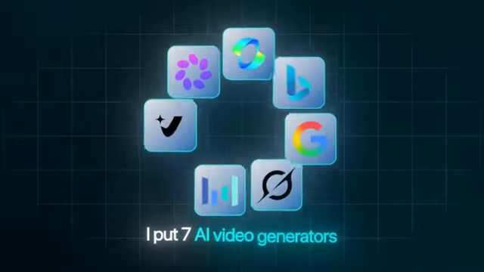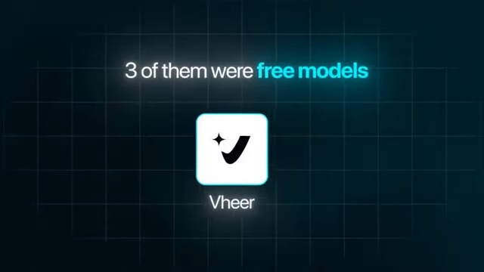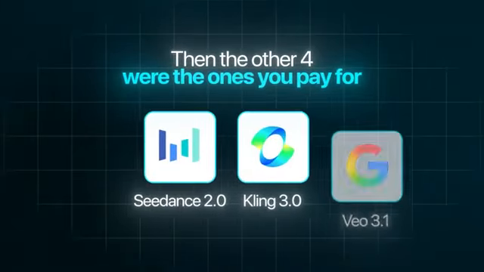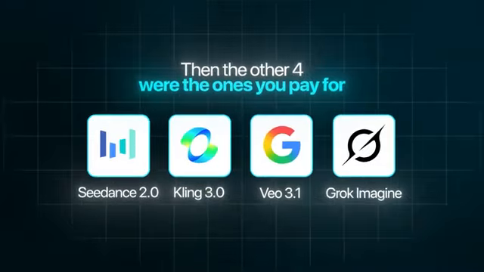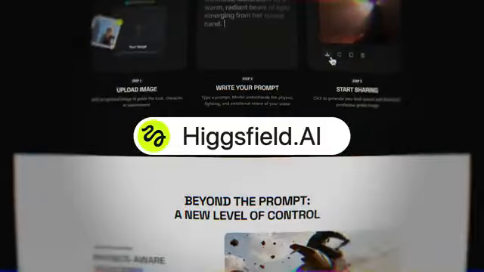I put 7 AI video generators through 3 brutal tests and scored each one out of 10. 3 of them were free models, which included Veo, Meta AI, and Bing Video. Then the other 4 were the ones you pay for: Seedance 2.0, Kling 3.0, Veo 3.1, and Grok Imagine. But rather than juggle 4 separate subscriptions, I ran them all through Higgsfield. It keeps every major AI tool under one roof. Plus, just to keep things fair, all 7 models I tested had the exact same starting image.